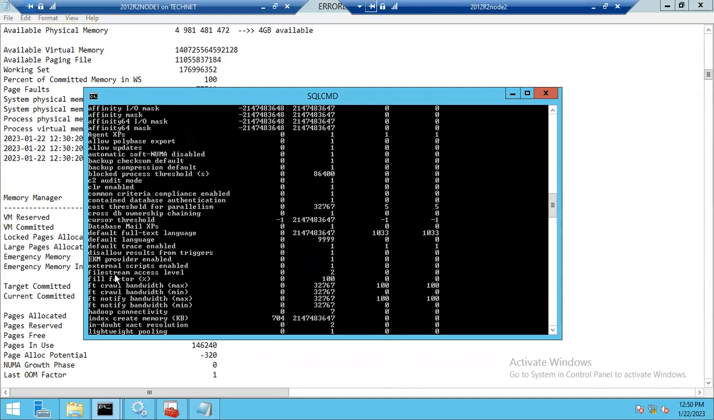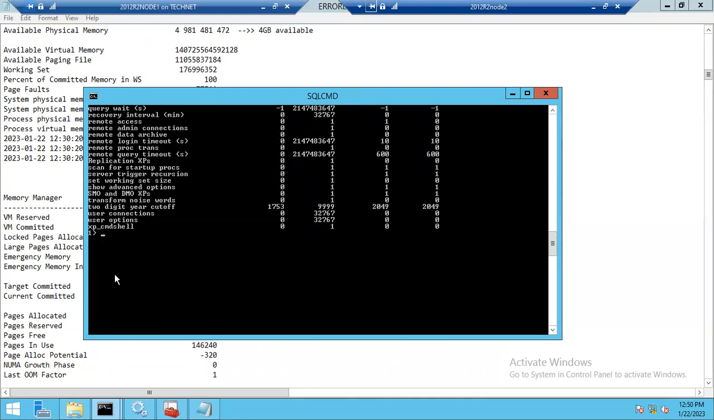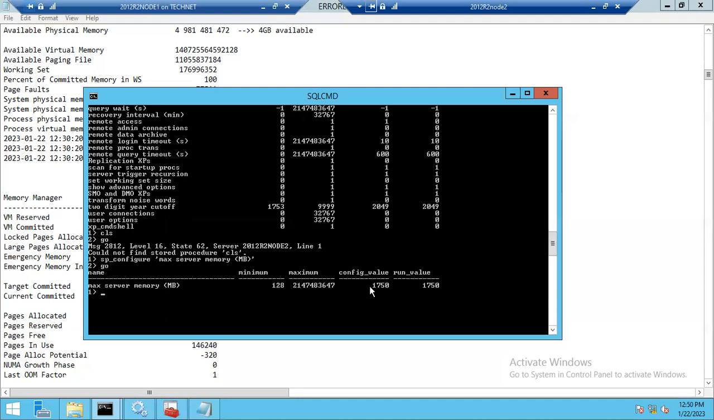And if you scroll down, let's filter only one. Sorry, it is not command prompt. Okay, sp_configure max server memory in MB. If I see here, the configured value is 1750, right? So 1750. Now I am good.